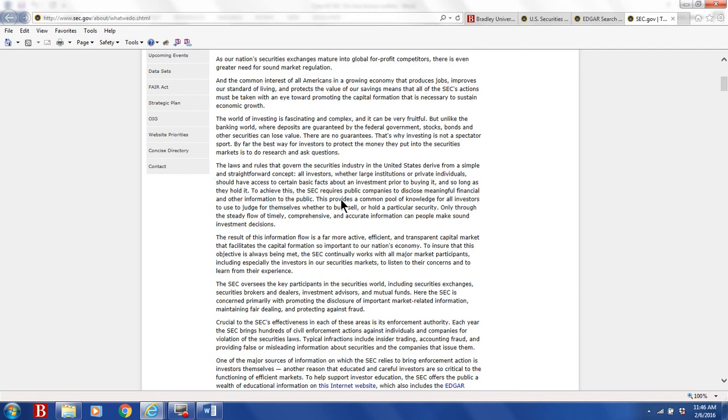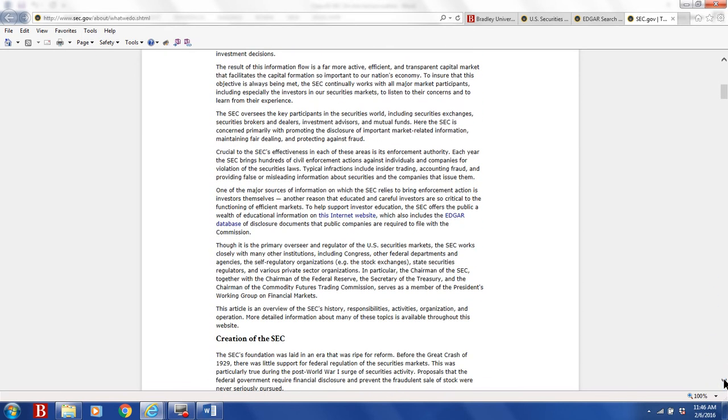So the idea here is that there needs to be a common pool of knowledge for all investors to judge for themselves whether or not to buy, sell, or hold a particular security. The different types of documents that we look at will be examples of this. Finally, a little bit further down, it talks about how crucial to the SEC's effectiveness is the ability to engage in enforcement actions.